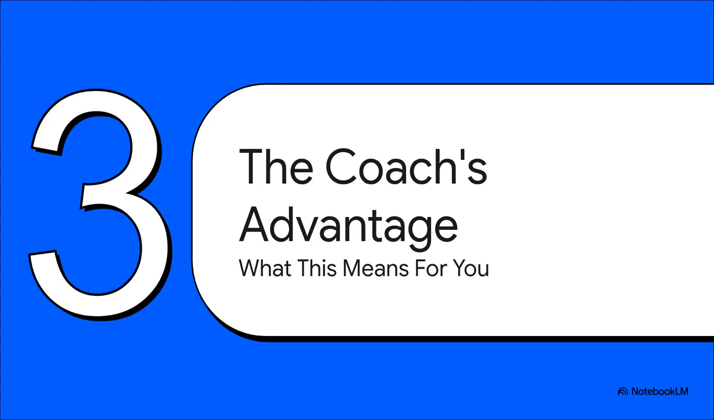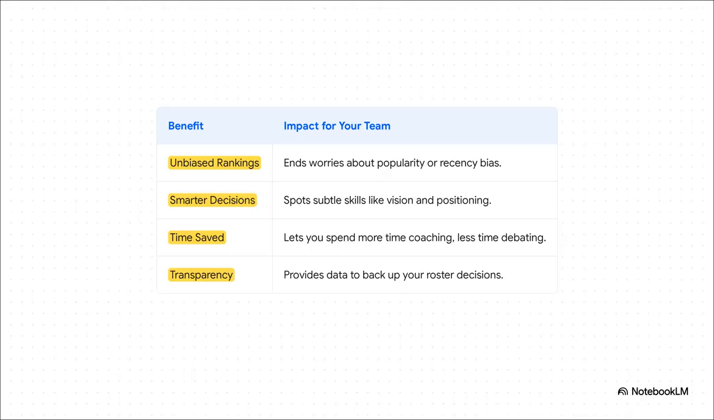The tech is cool, for sure, but what does it actually mean for you on tryout day? How does it give you a real advantage? Well, it all comes down to 4 key areas. The impact here is huge. First, you get totally unbiased rankings, which ends those nagging worries about things like popularity or recency bias. You're going to make smarter decisions because the system picks up on those subtle but critical skills like vision and positioning that often go unnoticed.